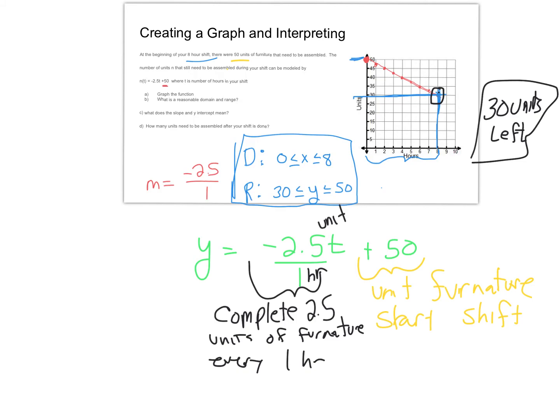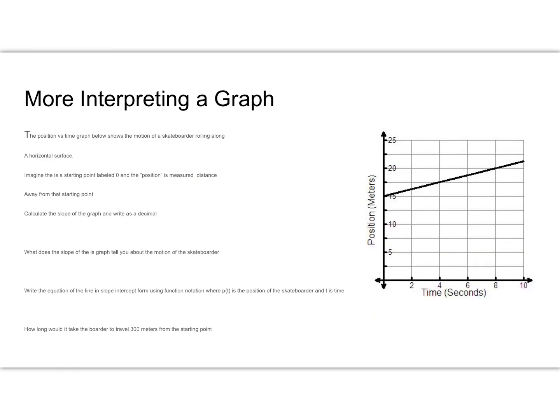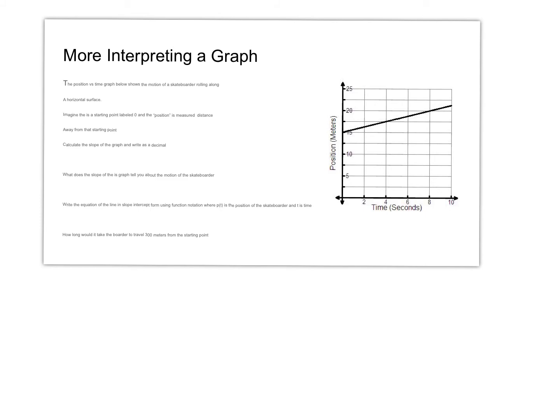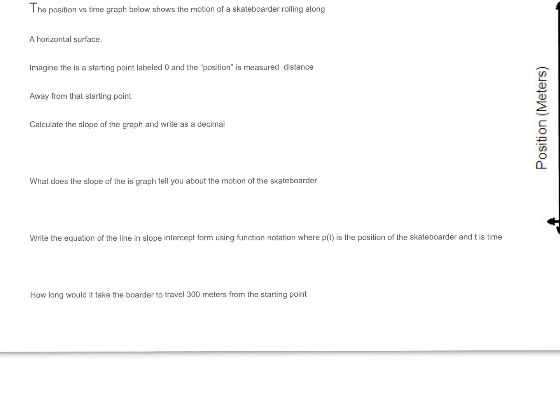All right, so there's that one. So let's move on. This one, they give us a graph this time. We just have to answer the questions. It says, the position versus time graph below shows the motion of a skateboarder rolling along a horizontal surface. Imagine the starting line being labeled 0, and the position is the measure of distance away from that starting point. Calculate the slope. I'm going to zoom in on that one first.